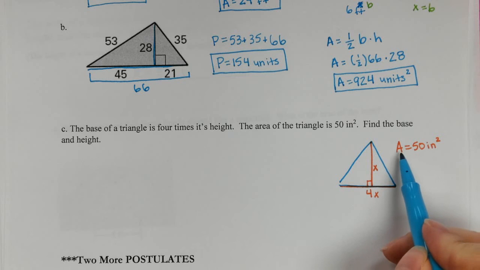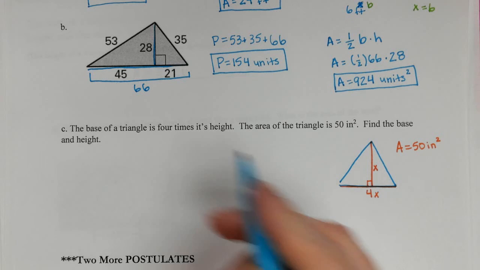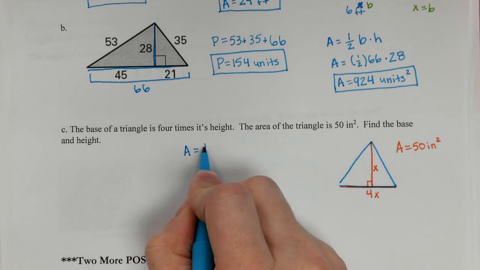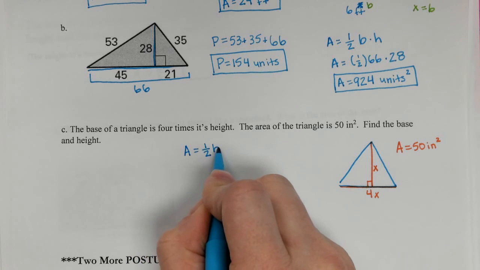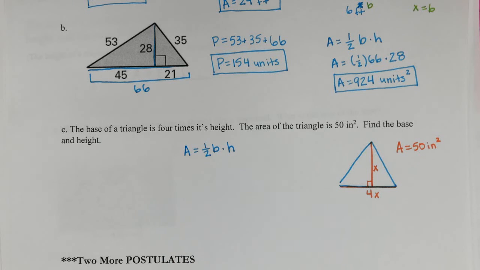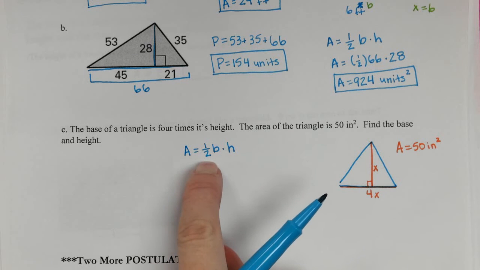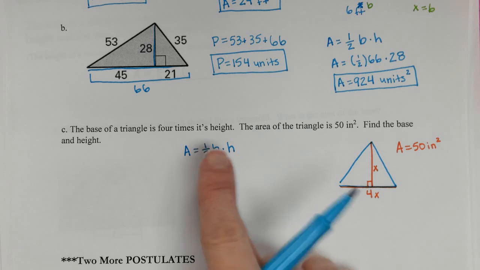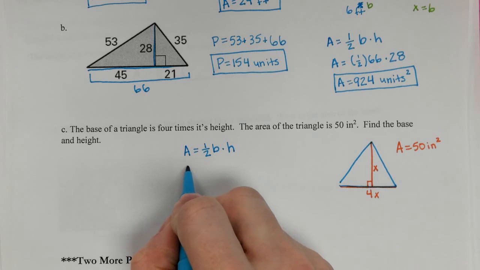So what I'm thinking is I'm dealing with area. I have a triangle, so I'm going to write my formula. Area equals 1/2 base times height. And then for this problem specifically, I'm going to change my 1/2 to a 0.5 in the next step. I could leave it as a 1/2, but I just want to make it easier for myself.